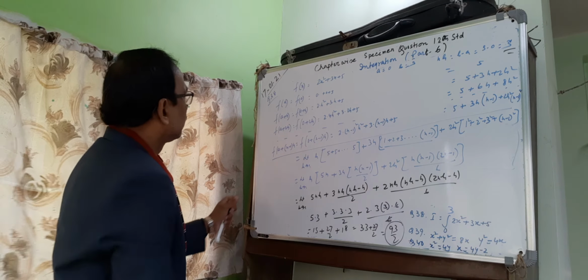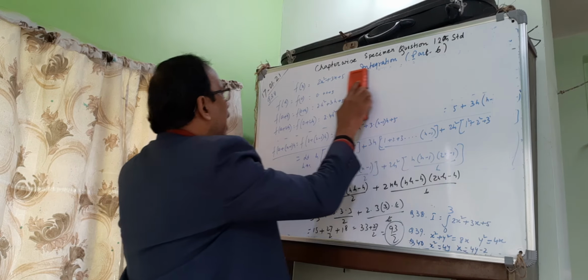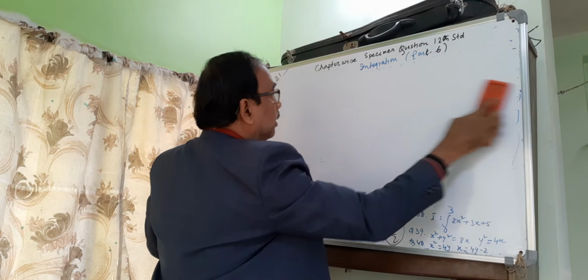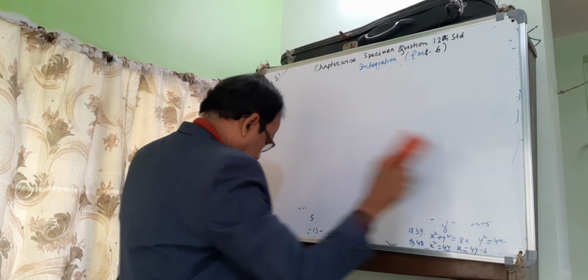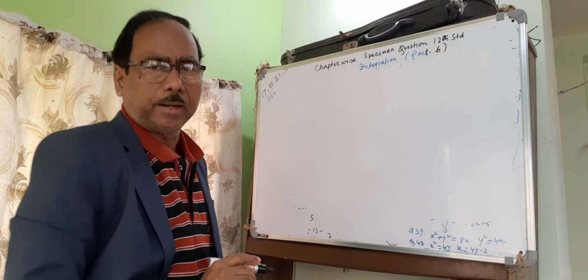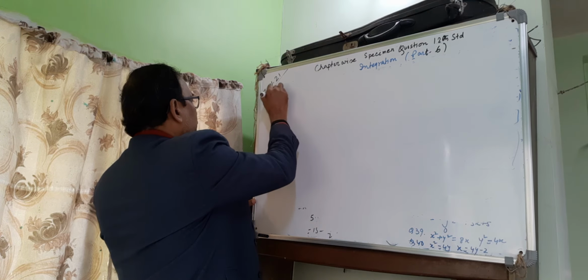Okay, there are 6 sums from limit of a sum. Another 2 sums are given. Let's start, do sum number 39. Here, area of bounded region, question number 39.